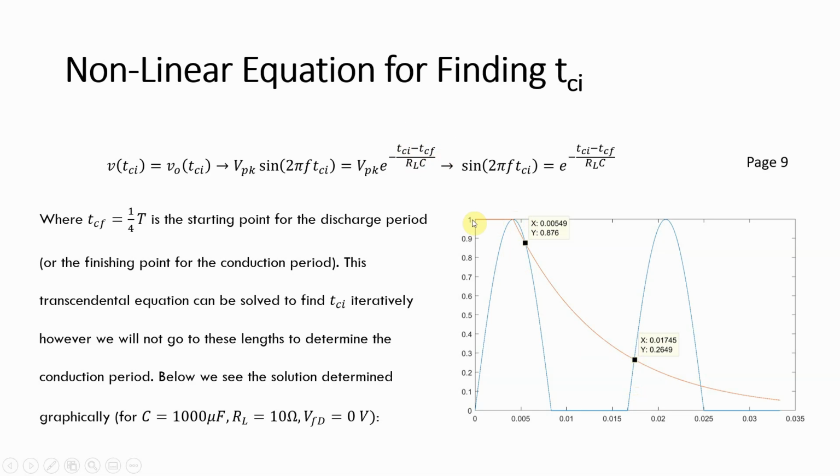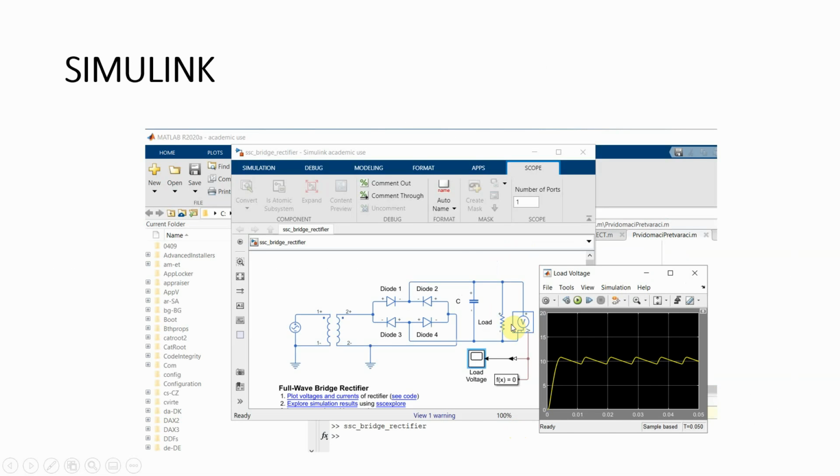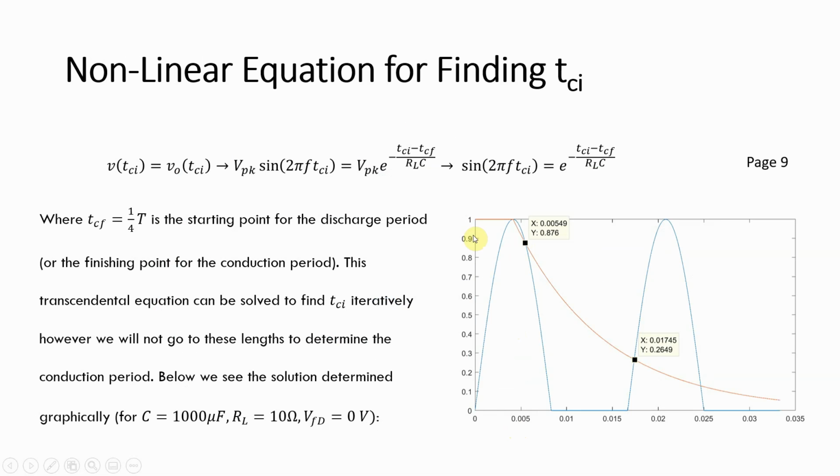is the final conduction angle, which, if you remember, for a half wave rectifier was T over 4, as you see here. This is for a single phase half wave rectifier.